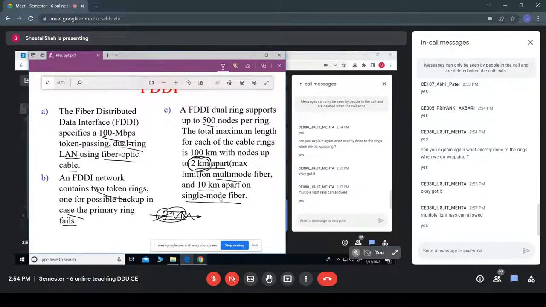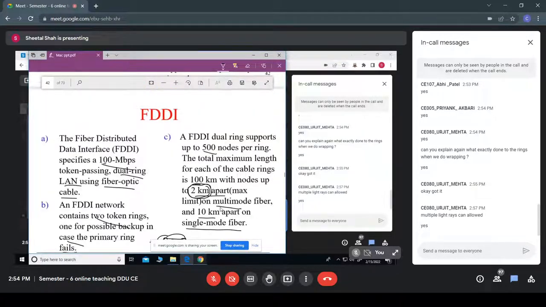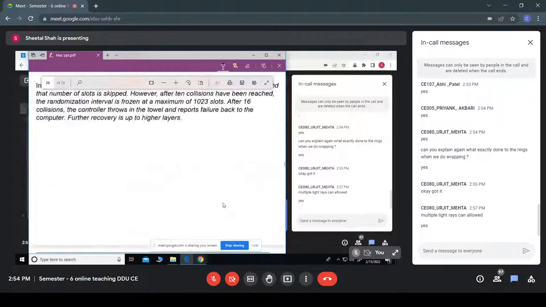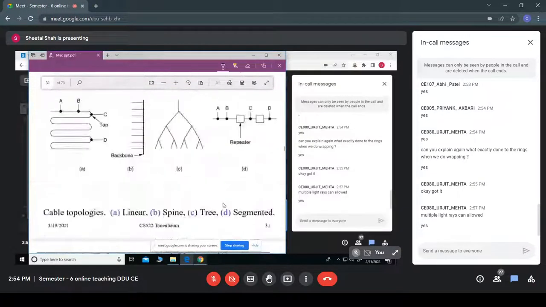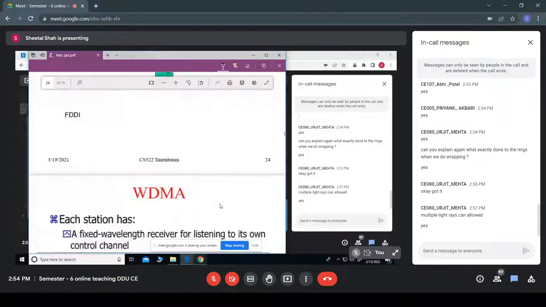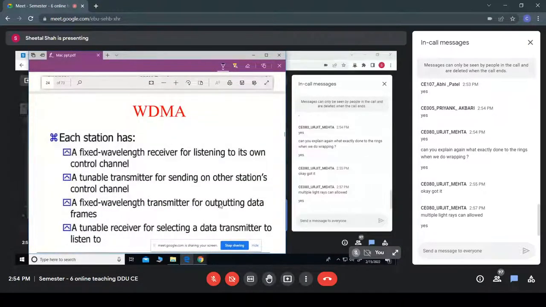Is it clear, everyone? So this is about the FDDI. Next, we'll see one more type of communication that is known as WDMA, that is wavelength division multiple access. WDMA stands for wavelength division multiple access. It is the same as FDM, that is frequency division multiplexing. You know what is FDM, TDM, etc.?